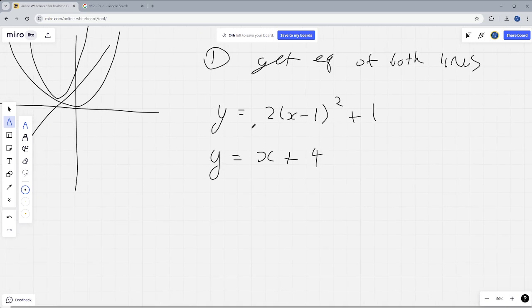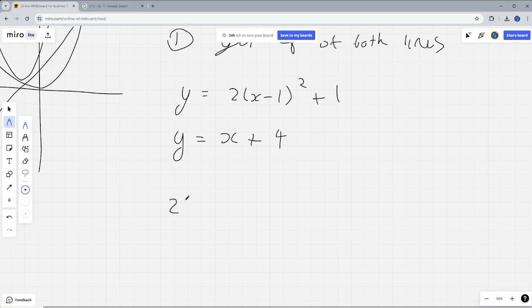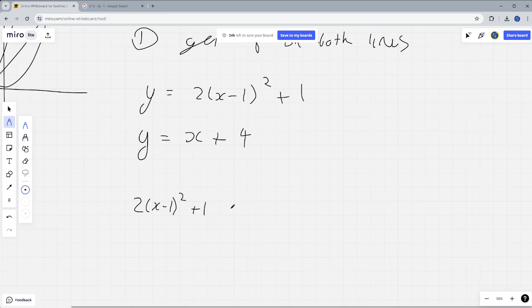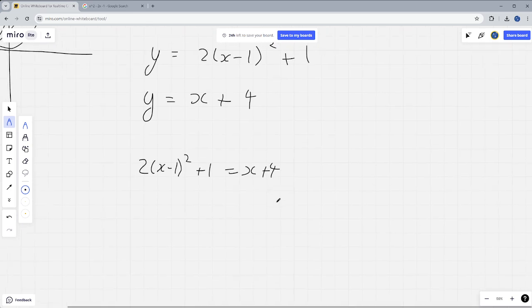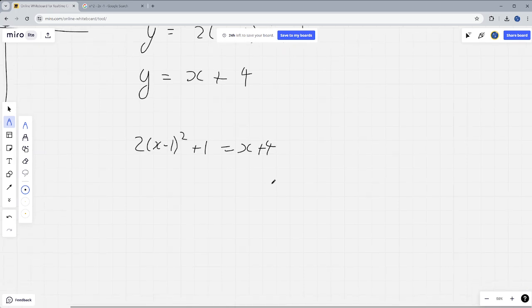How are we going to do that? Simple. We just make these equal to each other. So let's start with 2 times (x minus 1) squared plus 1, and we just make it equal to the other equation, because we want to know the point where these two are equal. Hope that makes logical sense. So a good way to do this is you're always going to want to expand this and get into standard form. So 2 times (x minus 1)(x minus 1) plus 1 equals x plus 4.